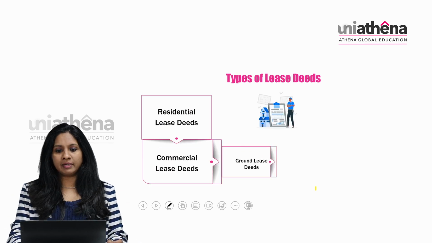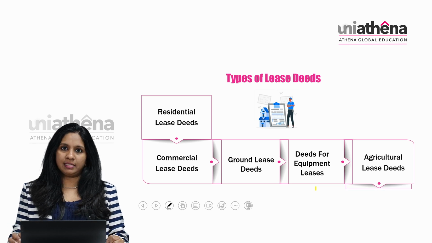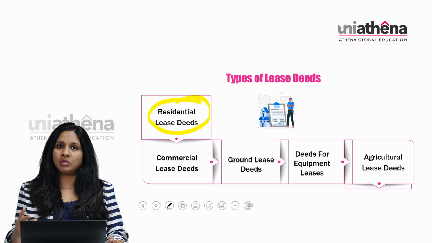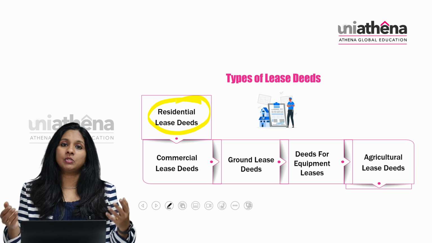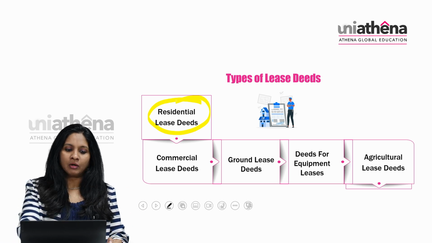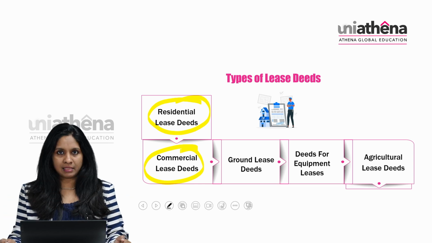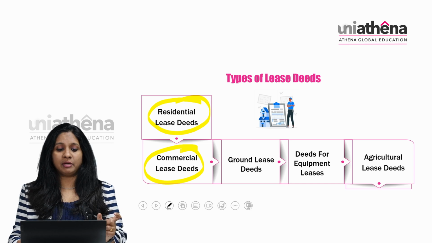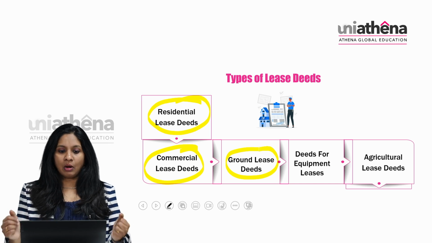Now let's look into different types of lease deeds. The first type is residential lease deeds. The name itself says it. When you are renting a flat or an apartment, residential lease deeds come into play. Commercial lease deeds talk about commercial entities, business entities or companies. There the lease agreement is known as a commercial lease deed. Ground lease deeds cover property, the plot.